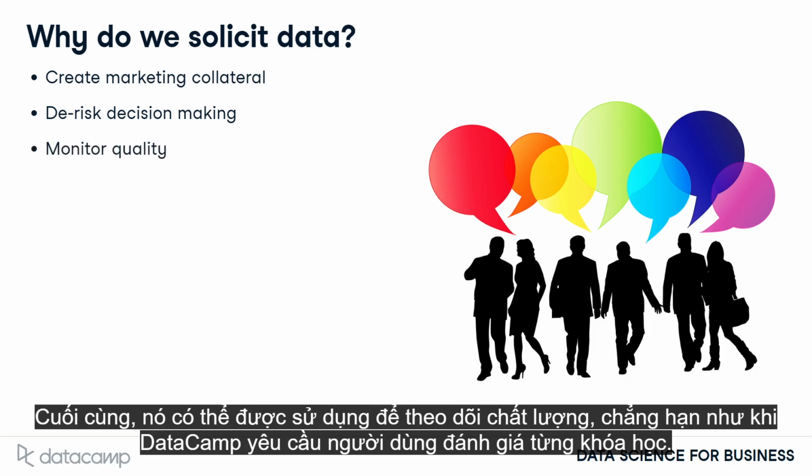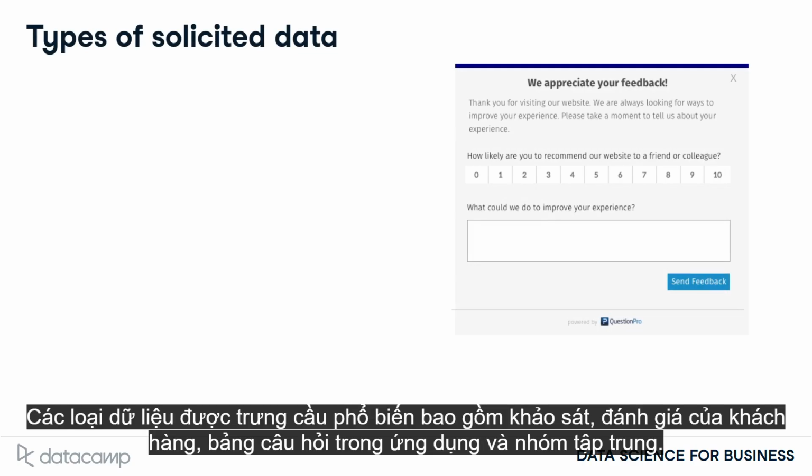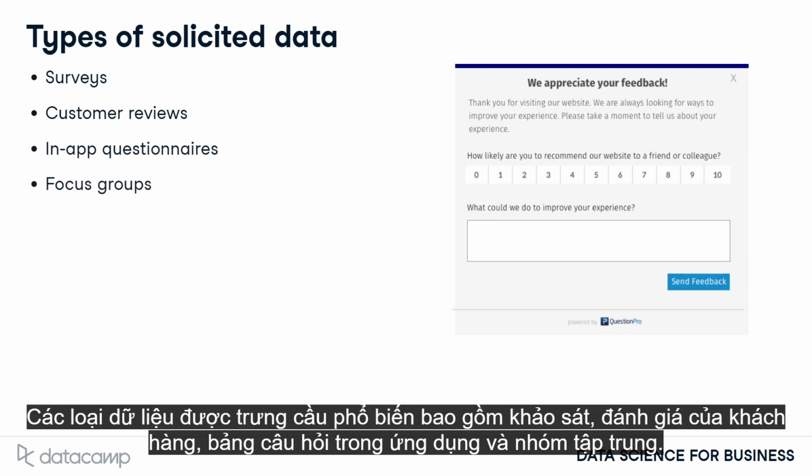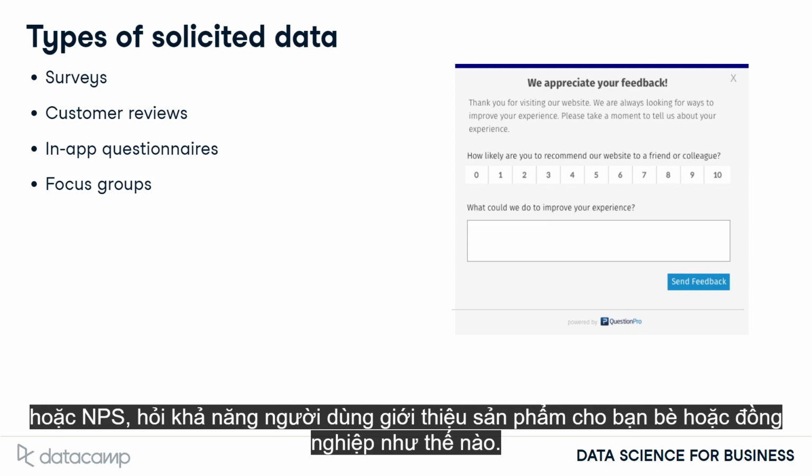Finally, it can be used to monitor quality, such as when Datacamp asks users to rate each course. Common types of solicited data include surveys, customer reviews, in-app questionnaires, and focus groups. This image shows a very common type of solicited feedback, the Net Promoter Score, or NPS, which asks how likely a user is to recommend a product to a friend or colleague.